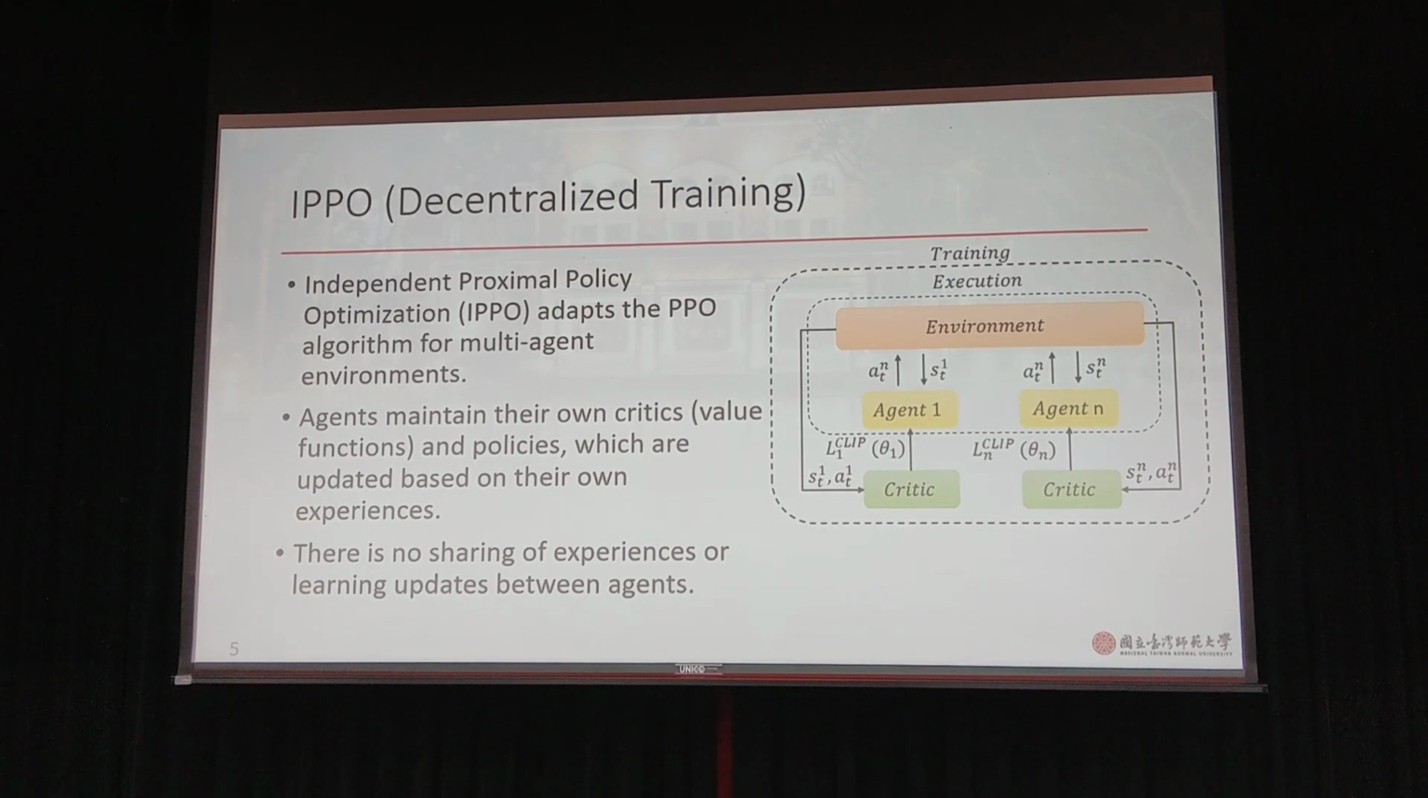As we can see in the architecture here, in the training part, each agent has its own critic, and in execution they act from their own policy. So they learn from what they observe independently without knowing the other parts.